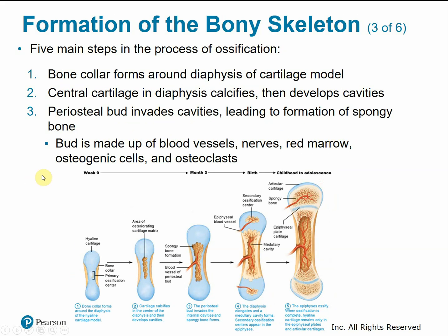5 main steps in endochondral ossification. So step 1, we have the bone collar forms around the diaphysis or the central shaft of the cartilage model. The cartilage will then start to calcify within this ossification center and start to form the marrow cavities. Once we have the cavity formed, step 3, the periosteal bud will invade this cavity and ultimately lead to the formation of our spongy bone tissue. This periosteal bud is made up of mainly blood vessels, nerves, some red marrow, and some other bone cells.